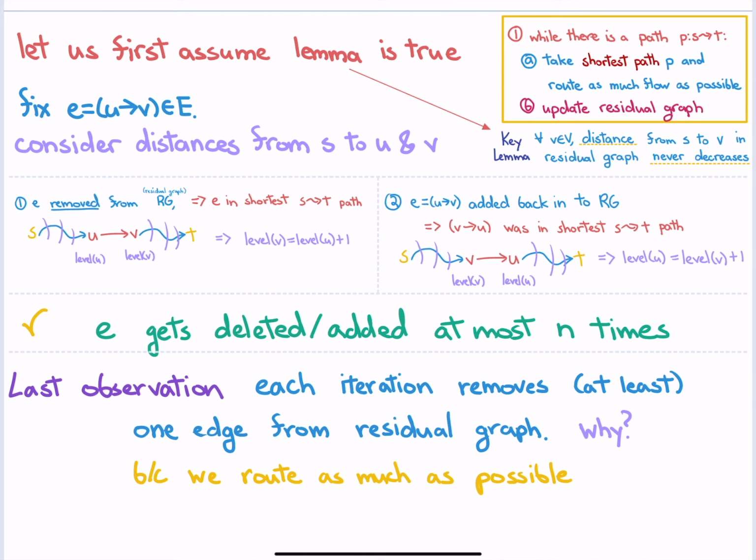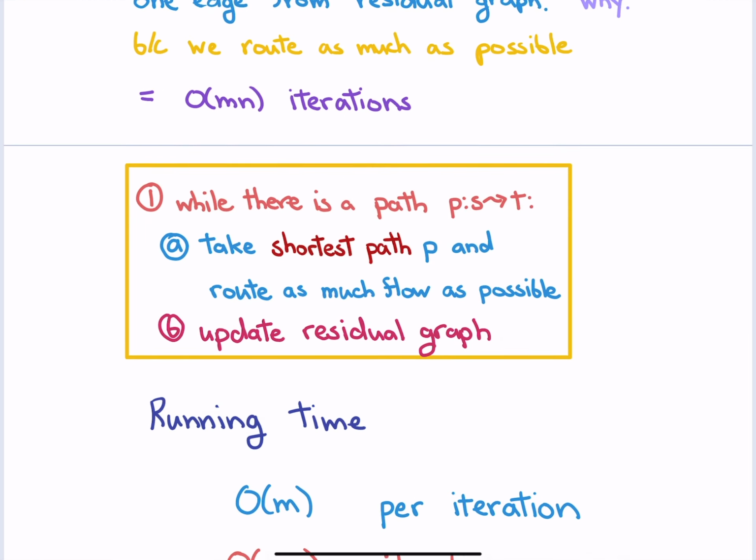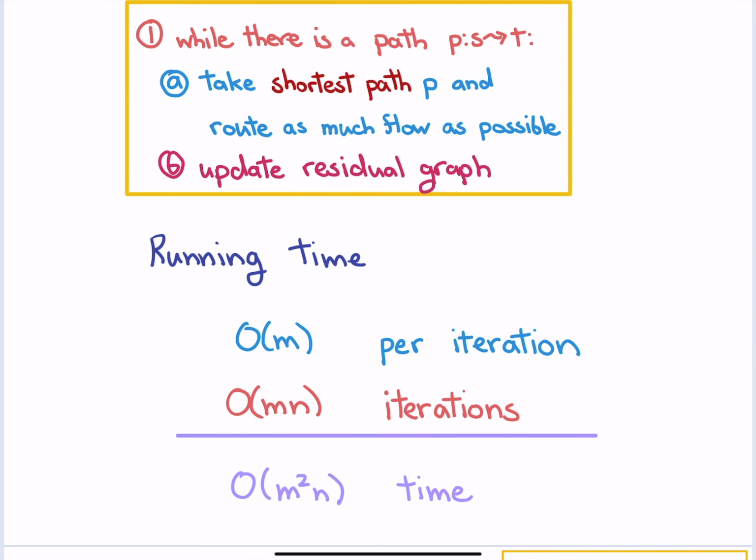mn? Well, you meant mn because there's m different edges, right? And each can get deleted at most n times. So we only have to run breadth first search to run one of these iterations. mn iterations and m squared n time. So that's how the running time comes out.